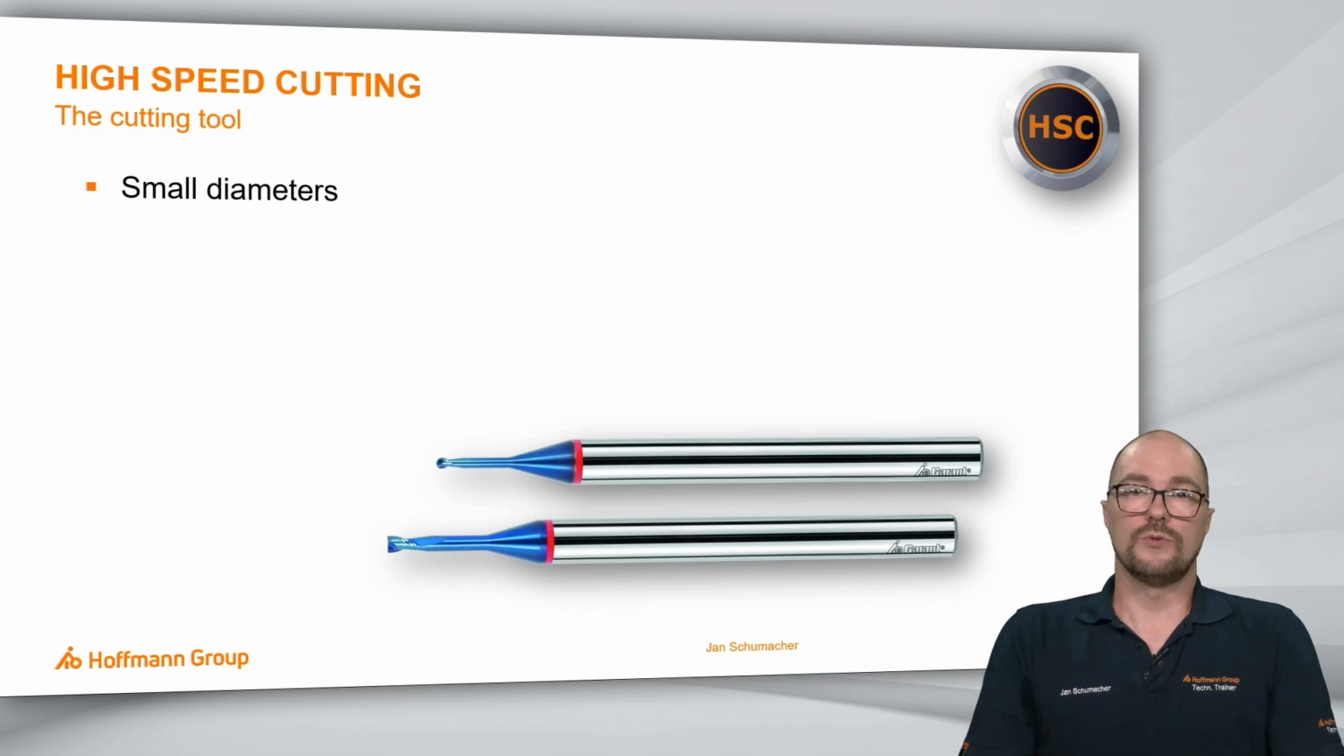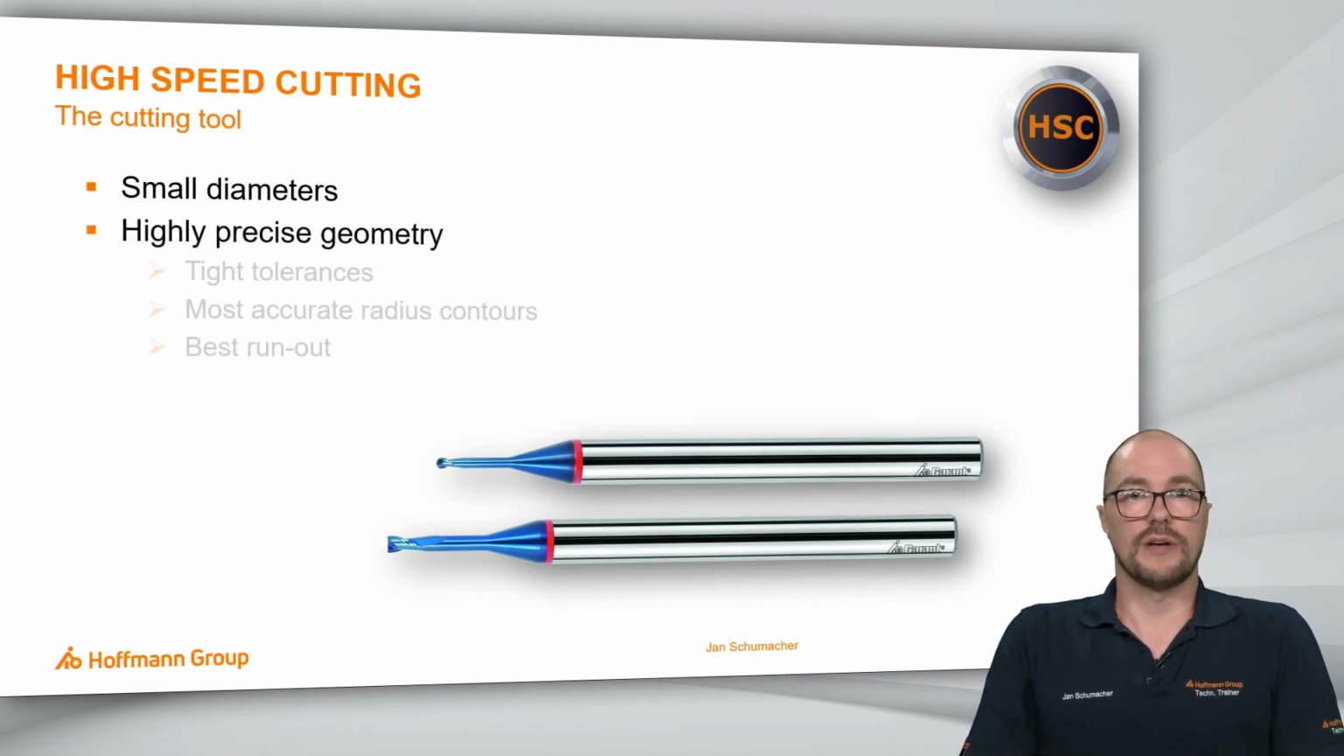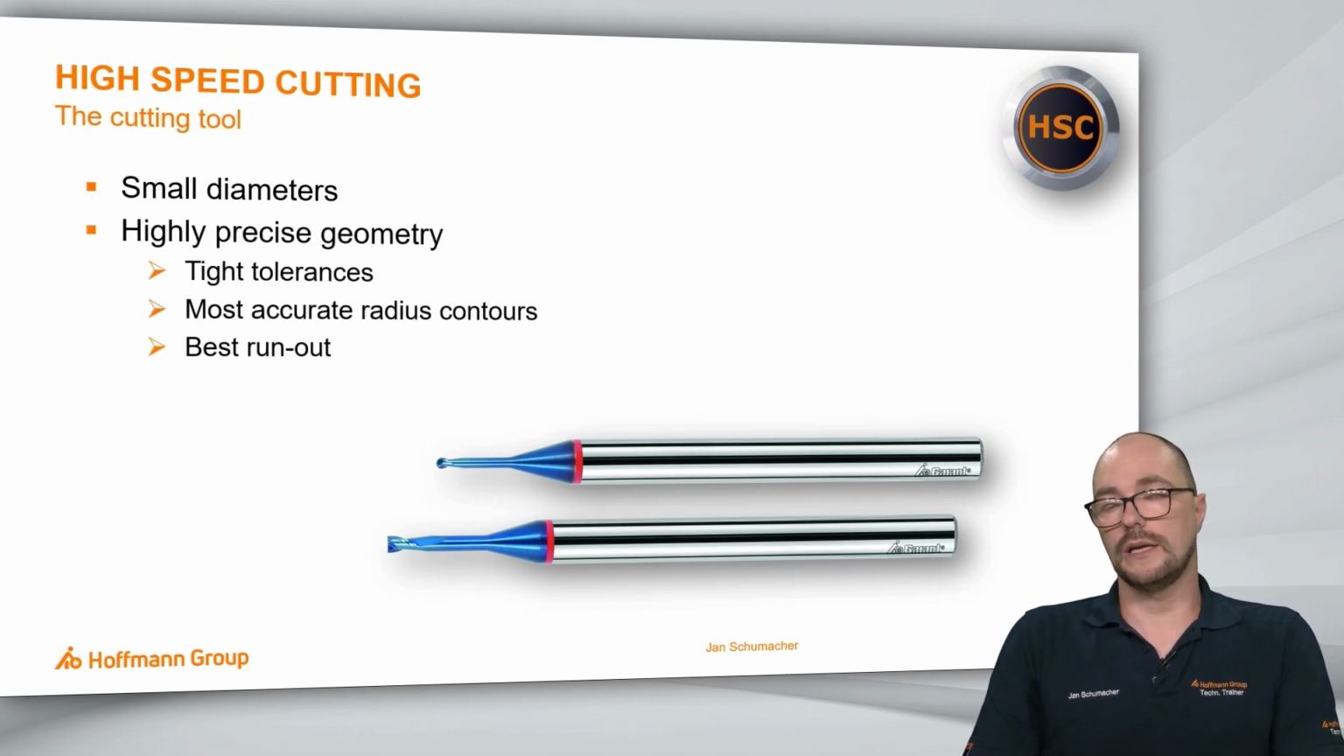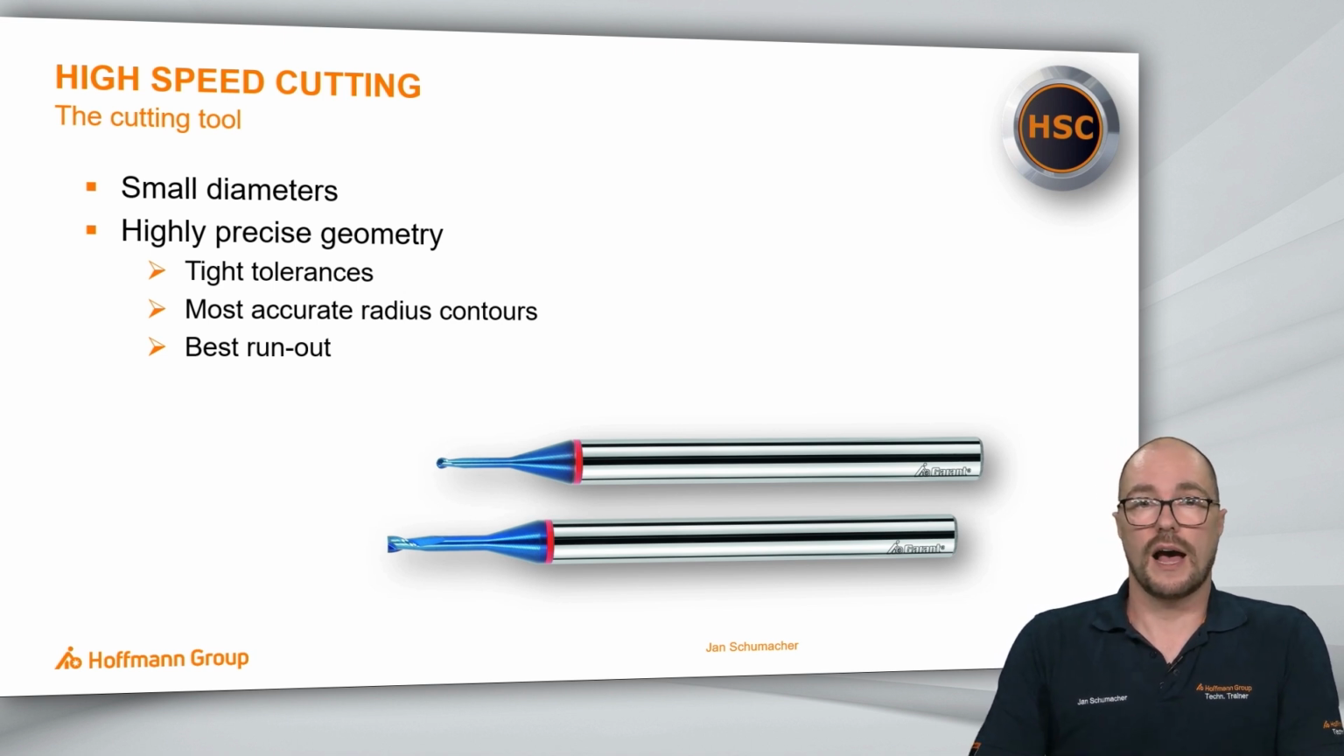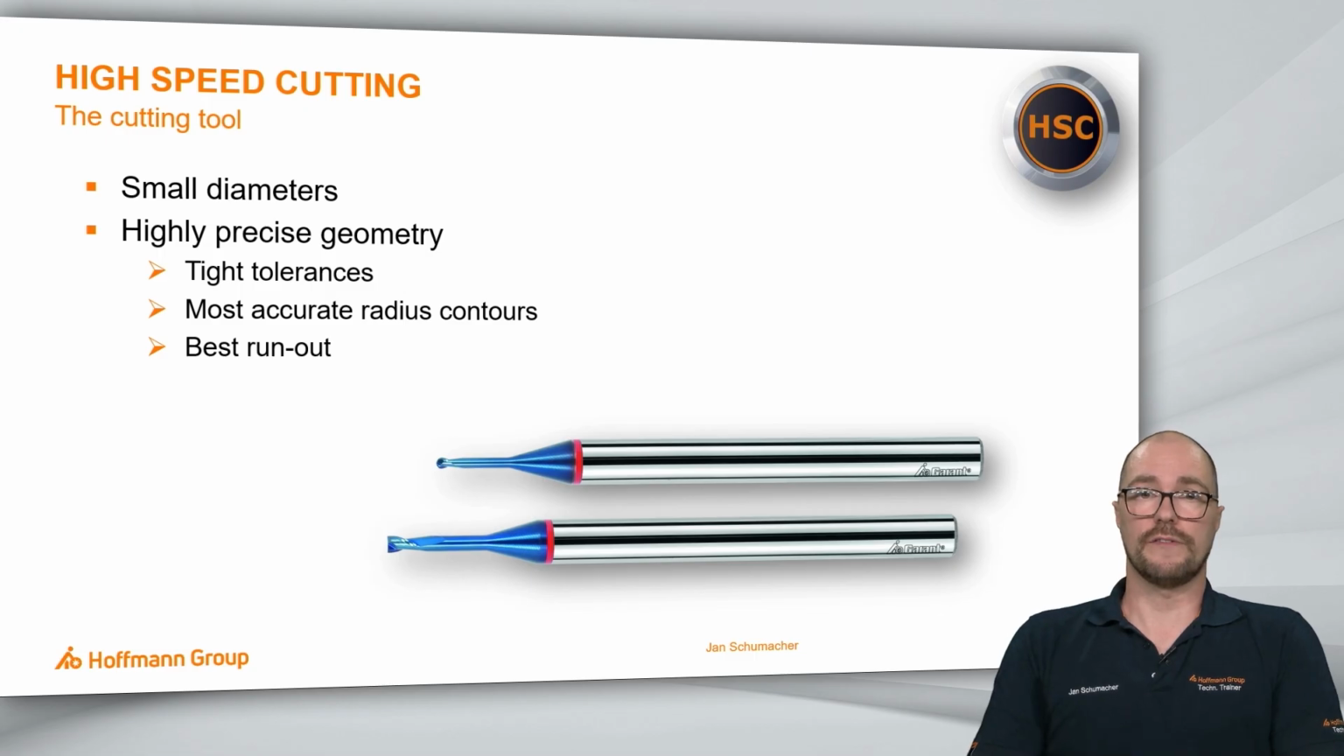So what do the tools need to have? Well, usually we operate with small diameters, and these need to have highly precise geometry, very tight tolerances. They need to be very accurate at the tool geometry, and you have to have the lowest possible runout coming from the tool itself as well as from the chuck.